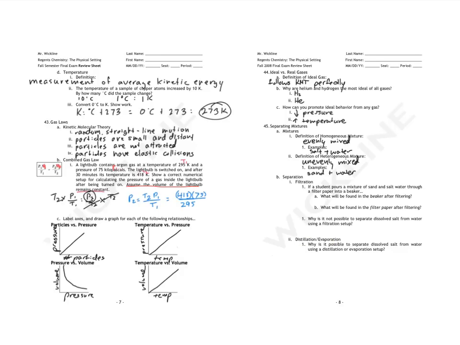So, examples. If a student pours a mixture of sand and salt water through a filter paper and into a beaker, what would be found in the beaker would be the salt water. And the reason for that is because the salt would be dissolved in the water homogeneously, and that cannot be filtered. So it would pass through the filter and be in the beaker. Now, in the filter paper, what would be filtered out would be the sand. It's impossible to separate a dissolved salt from water using a filtration setup because they are homogeneously mixed.